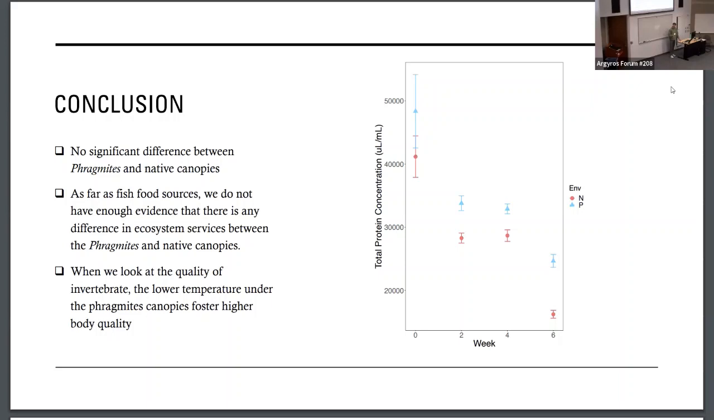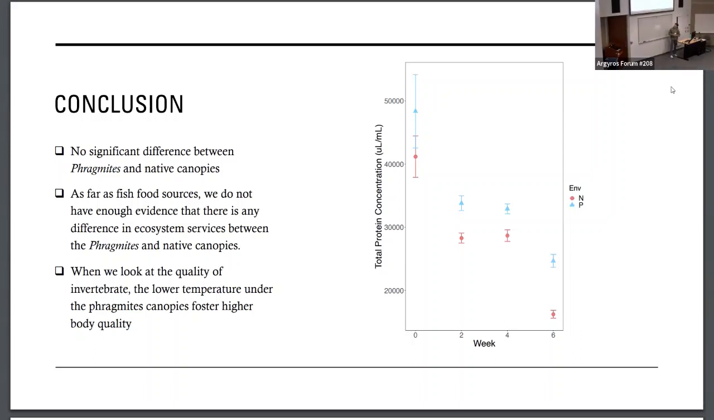And then this also relates closely with another study that we did in the lab, which was we wanted to look at the protein concentration, the nutrient concentrations of the amphipods. So basically what we did is we took amphipods from the native canopies and from the Phragmites canopies, and then we raised them in the lab.